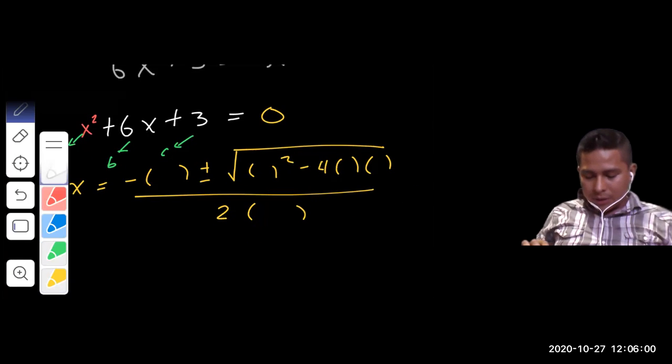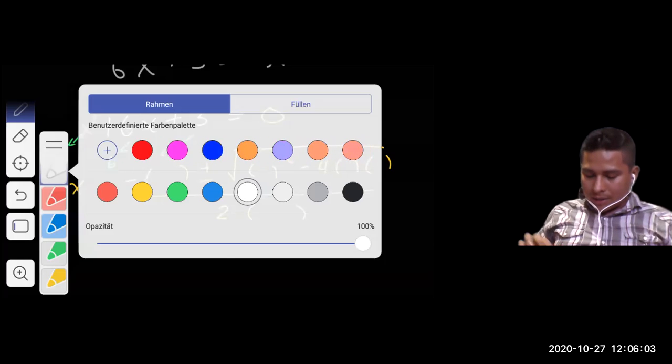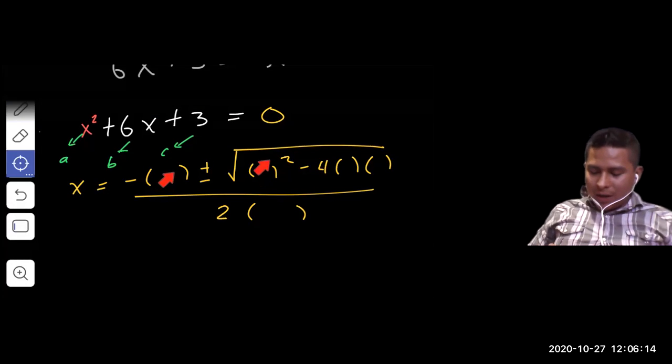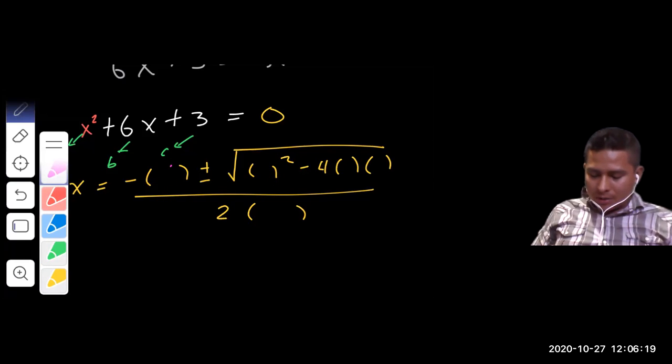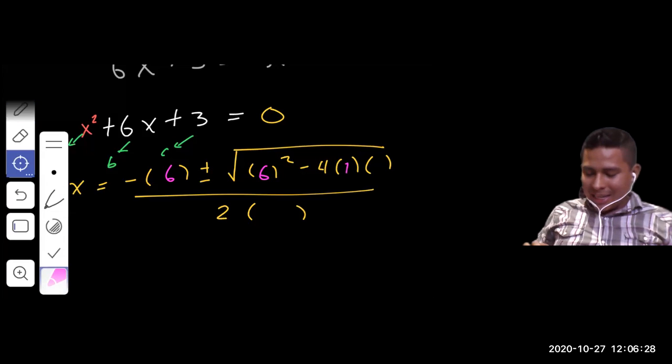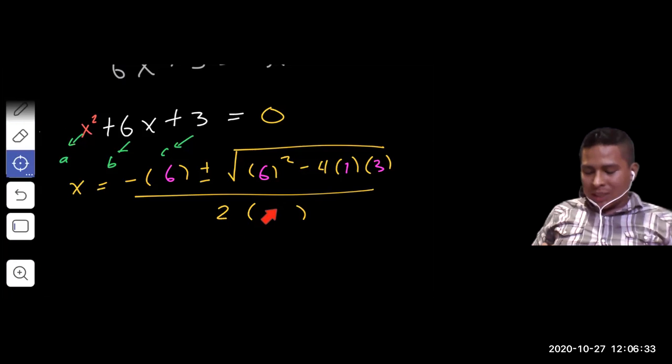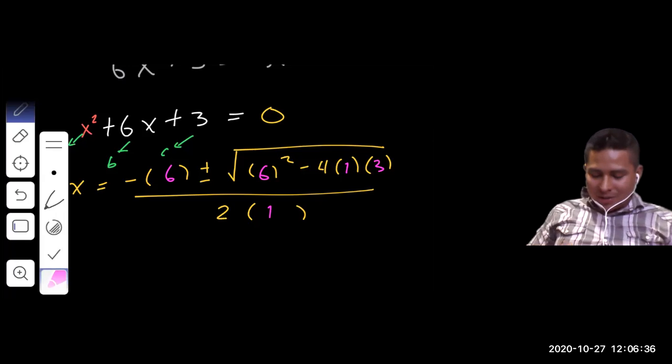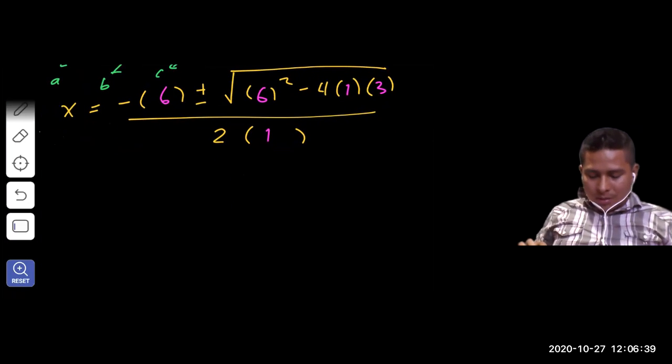I'm going to substitute this information. I'm going to choose a different color, guys, because this looks a little bit boring. What is the value for b, guys? 6. Okay, 6. When I substitute 6, and here is a, which is 1, and c, 3. Thank you, Lisa. So helpful. And what about the denominator? 2 times 1. Great. Let's zoom out here.